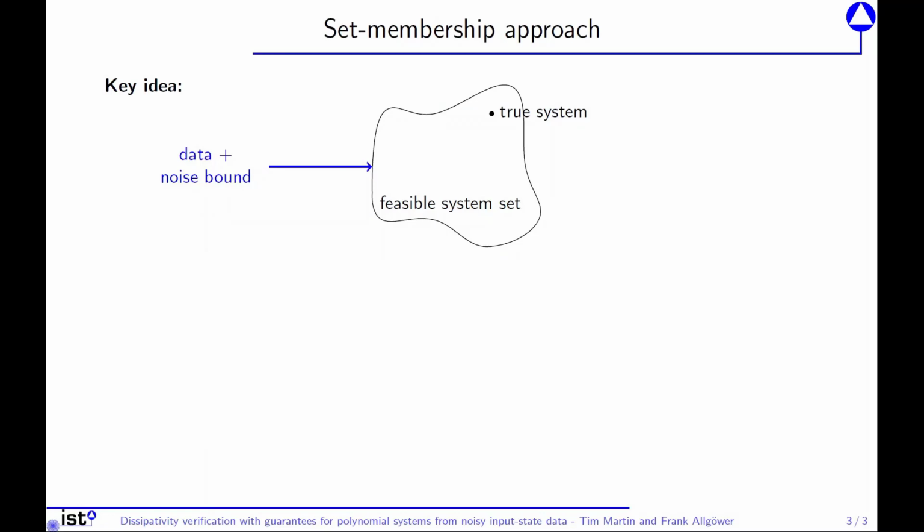Using this information, we can conclude on the set of all systems feasible with the data. This set then of course contains the ground truth system. Hence, if we verify dissipativity for all systems of the feasible system set, we can conclude on the dissipativity of the ground truth system with guarantees. From this idea, we can derive sum of squares and LMI conditions to verify dissipativity by a generalized S-procedure.